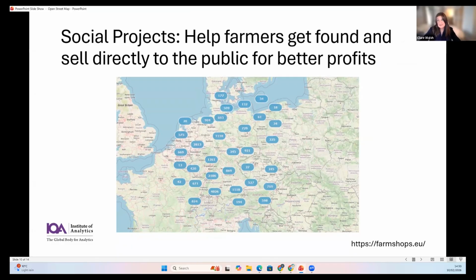We have social projects. This is a lovely one that I like. So this is one again in Germany, actually, where they help farmers to sell directly to customers, directly to the public, and they get better profits. Better for the farmers. We all know, I think around the world, our farmers are struggling. And it creates that local connection and that local business and trade that supports and benefits everyone.